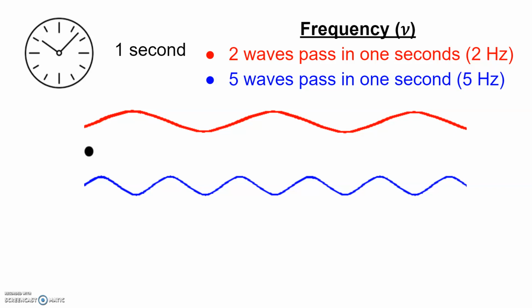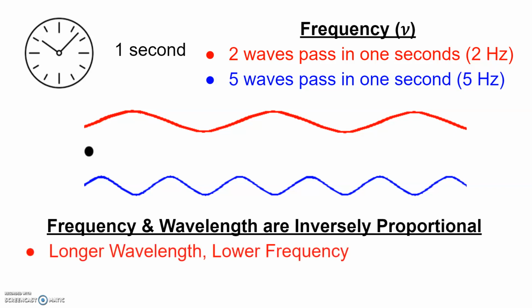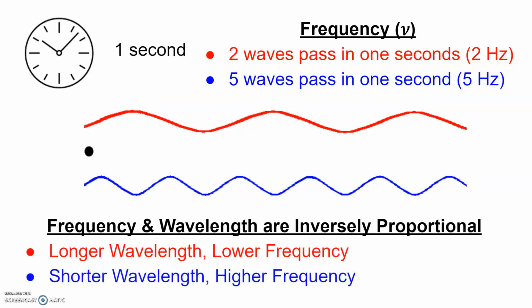Now, one thing you may notice is that the red wave, which has a longer wavelength, has a shorter frequency. And that makes sense because since the wavelength is longer, it will take more time for a full wave to pass through. On the other hand, the blue wave, which has a shorter wavelength, has a higher frequency because it will take less time for one wave to pass through.